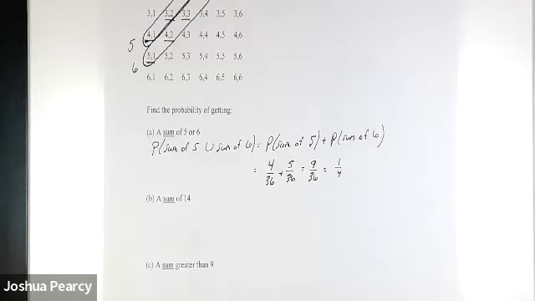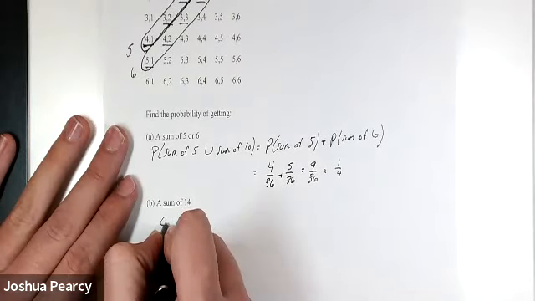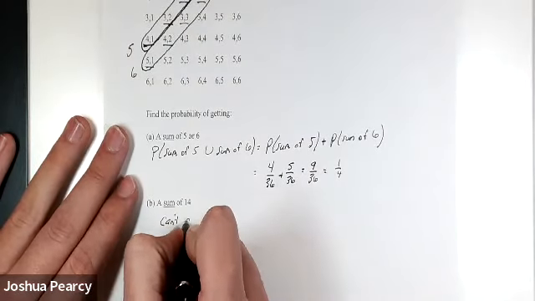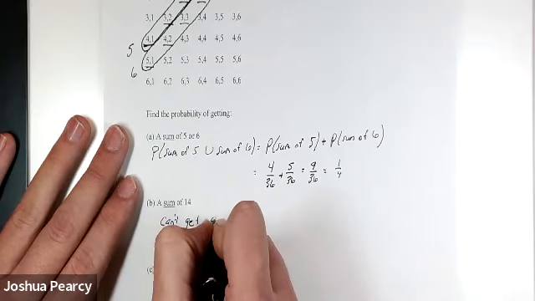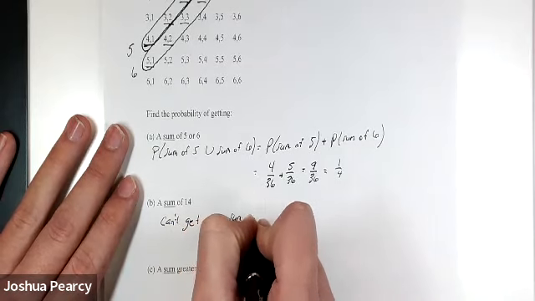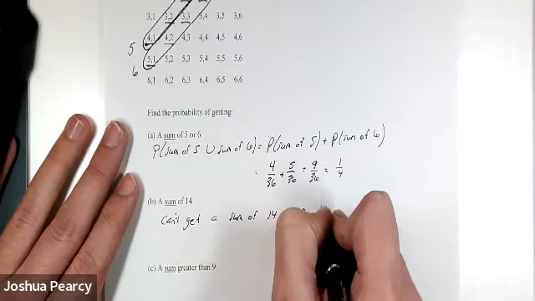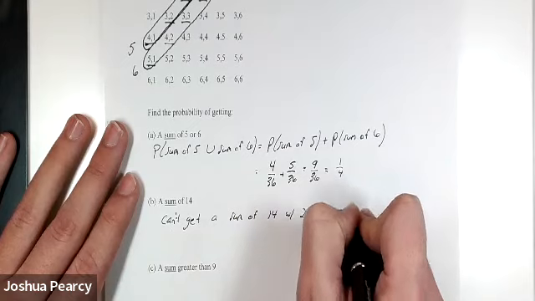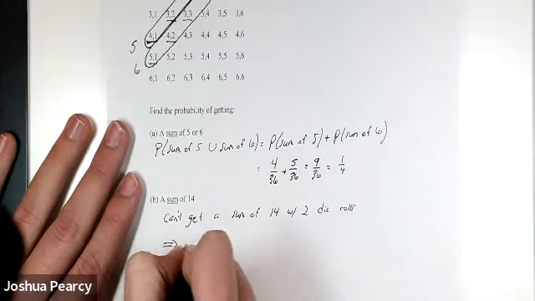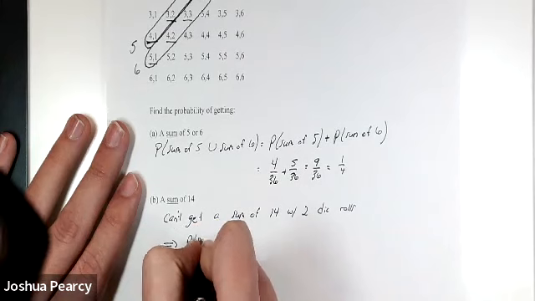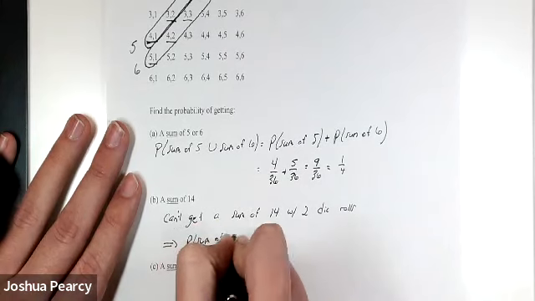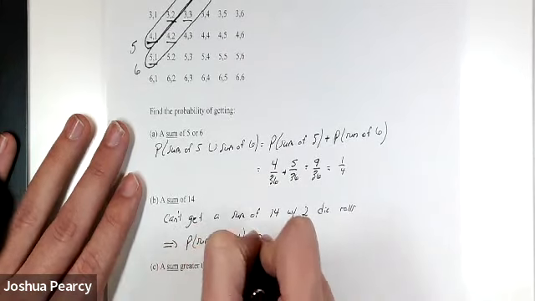Find the probability of getting a sum of 14. Yeah, it is. What's the highest sum you can get? 12, so you can't get a 14. Can't get a sum of 14 with 2 die rolls, which implies the probability of a sum of 14 is equal to 0.